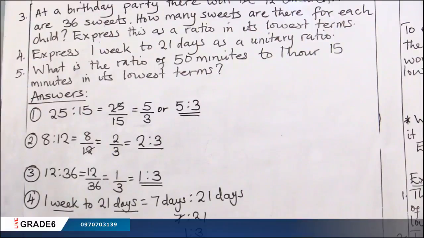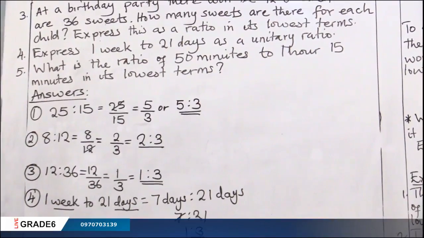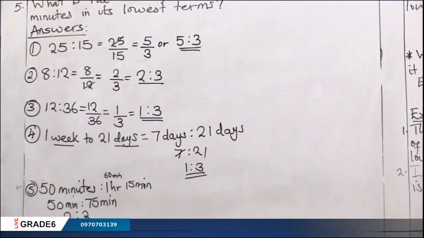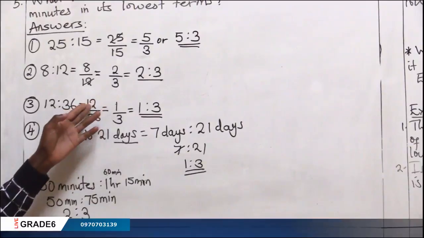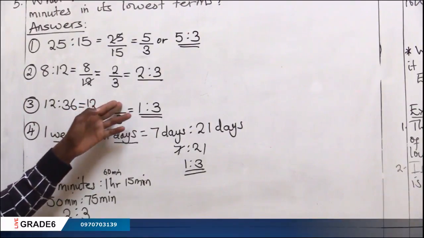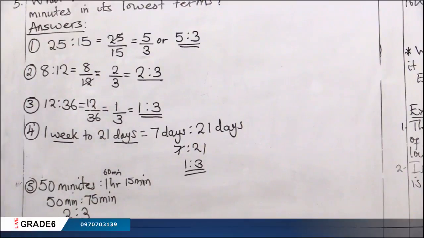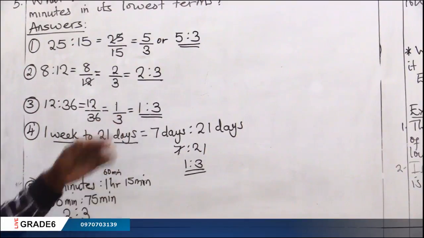Then number 3 says, at a birthday party, there will be 12 children. There are 36 sweets. How many sweets are there for each child? Express this as a ratio in its lowest terms. Boys and girls, we've looked for a number that can go in 12 and 36, and that number is 12. 12 into 12 is 1, 12 into 36 is 3. So the answer is 1 over 3 or 1 to 3.